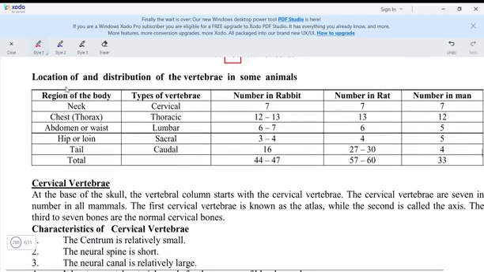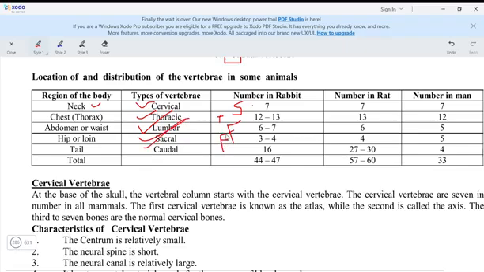Now let's look at their locations. The first, cervical, is found at the neck region, and there are 7 in number. If you want to remember, use the letter S, as if you want to spell 7. Thoracic, there are 12 in number, use letter T from thoracic, 12. Then lumbar, there are 5 in number, use F. Sacral, there are also 5 in number, use F.